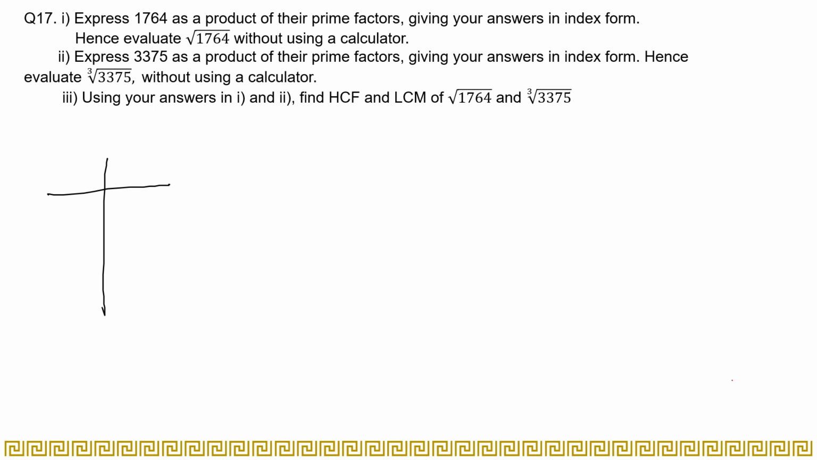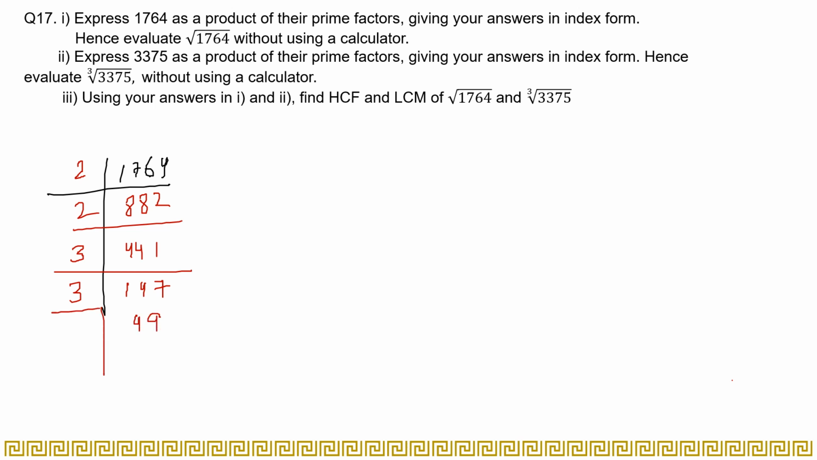The prime factorization for 1764, right? So we can start with 2. 2 8s are 16, 2 8s are 16, 2 2s are 4, 2 4s are 8, 2 4s are 8, and 2 1s are 2. Now we can try it with 3. 3 1s are 3, 3 4s are 12, 3 7s are 21. Again we can try with 3. 3 4s are 12, 3 9s are 27, and then we can do this with 7. 7 7s are 49, and 7 1s are 7.